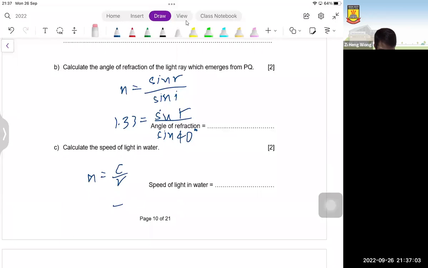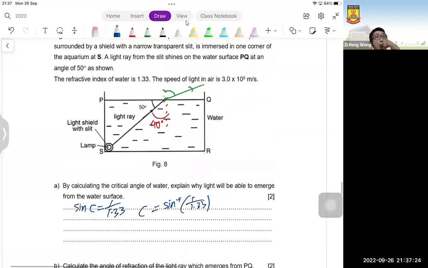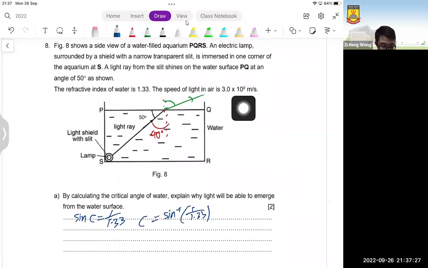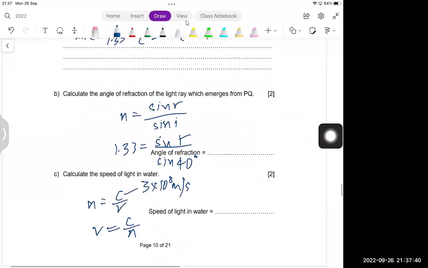Wrong. My brain is not working. Speed of light in water is v, not c. c is the speed of light in vacuum. So this is 3 times 10 to the power 8 meters per second, which you are expected to know. That's when they never tell you. Oh, actually, they did tell you. I think because by this point you haven't learned electromagnetic waves, so maybe they will still give it to you. Once you learn electromagnetic waves, you are expected to know already, and then they will not give you any.